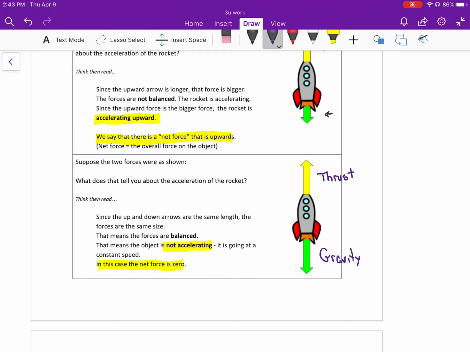Or maybe it's on the ground. If it's on the ground, then it wouldn't be the thrust of the rocket, it would just be the ground pushing up on it. We're going to talk about that more next week. The ground pushing up on it matches gravity. Either way, it's not accelerating. Maybe it's on the ground and not moving, or maybe it's in the air and not accelerating.